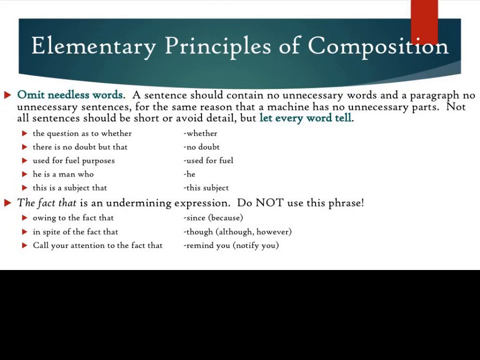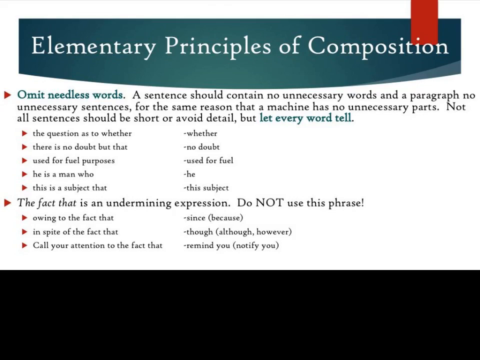Okay, owing to the fact that, in spite of the fact that, call your attention to the fact that. Completely eliminate that from your writing, from your speech, and your words will be much more powerful. You could use better words that mean the same thing.